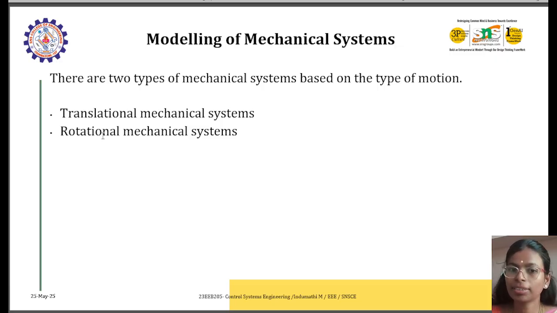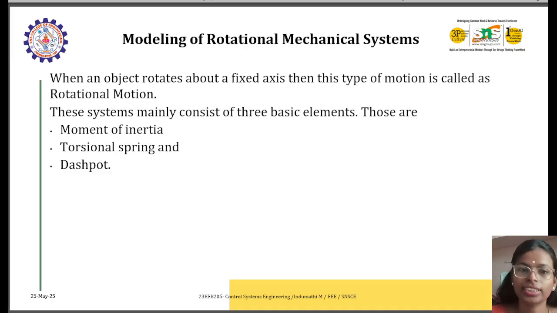A rotation system is a system which rotates about a fixed axis. So we call it a rotational mechanical system. It rotates about a fixed axis. So when an object rotates about a fixed axis, we call it a rotational system.